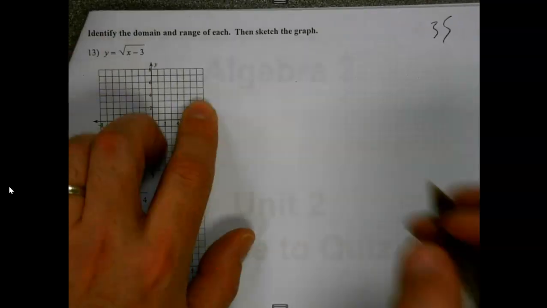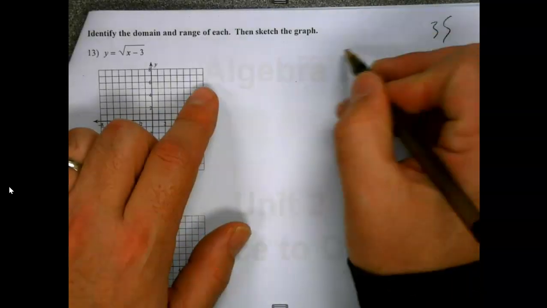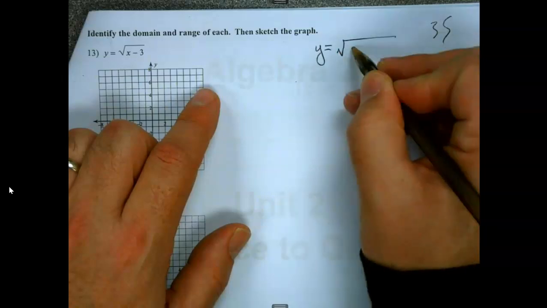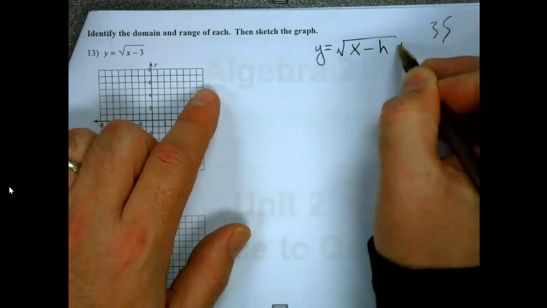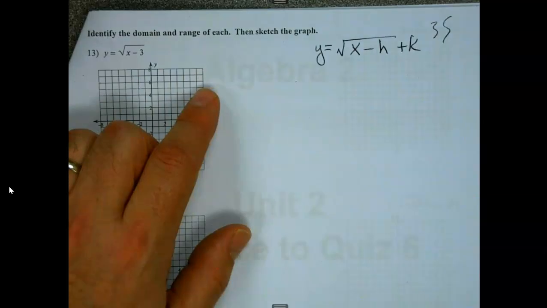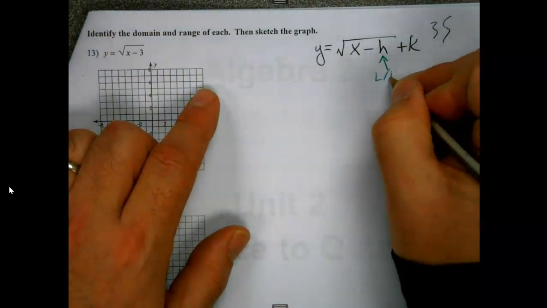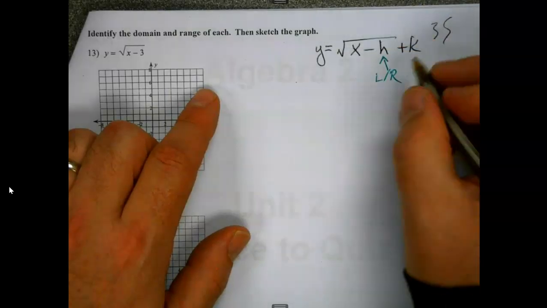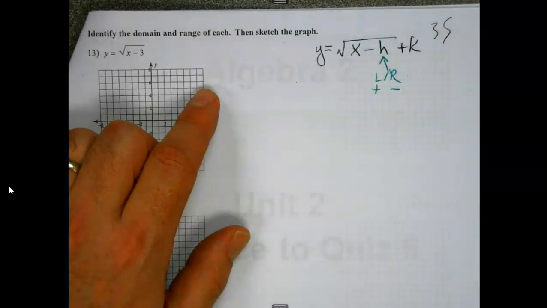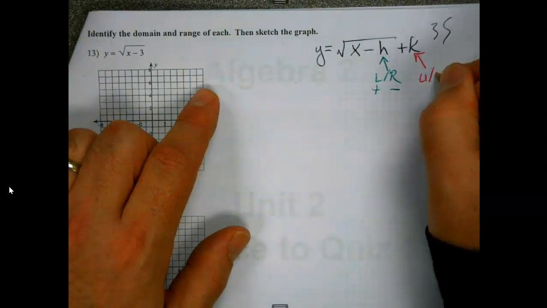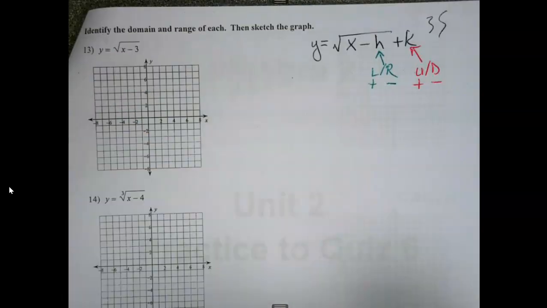When we're doing square roots, reminder, I'm actually going to write this on here because I think it's going to come in helpful on this. You do have these in your notes if you've been taking notes. The number under the radical is my left and right movement. The number on the end by itself is going to be my up and down.